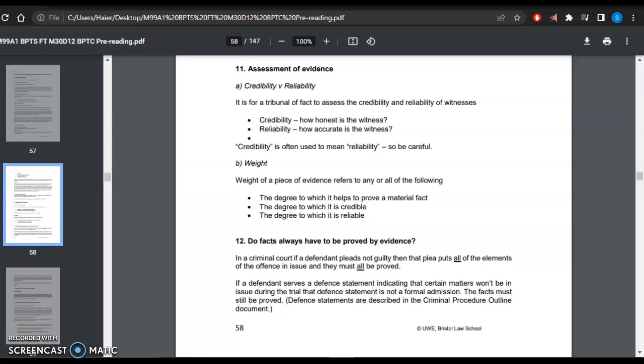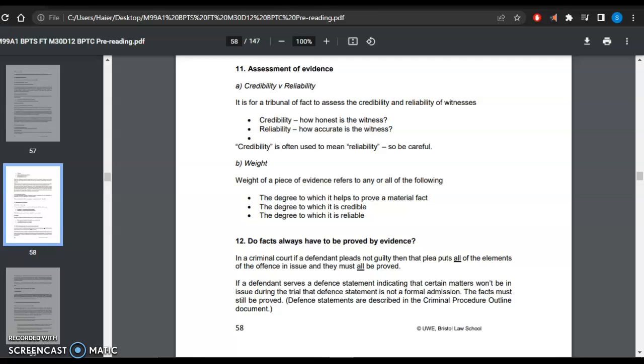The second one is reliability. How accurate the witness is shall decide the reliability of the witness, that whatever he is saying is whether true or not, and how accurate he is in telling it. Credibility is often used to mean reliability, so one has to be really careful in the court of law.